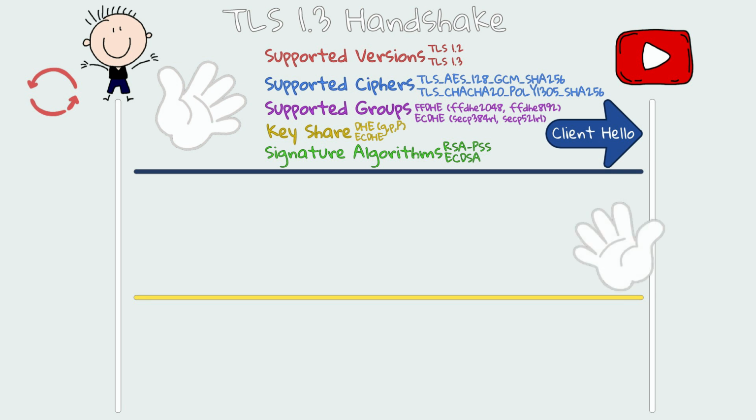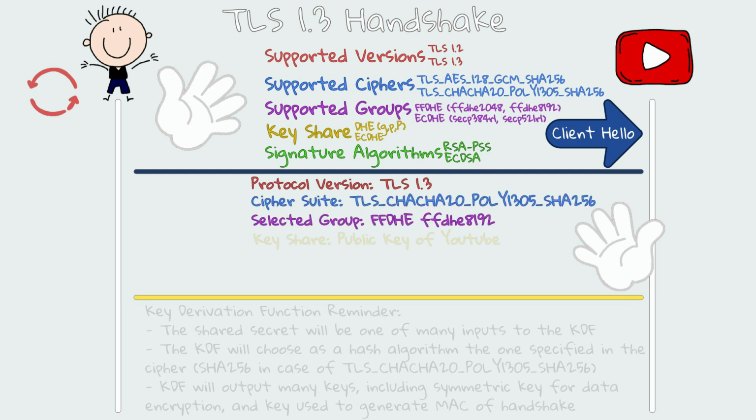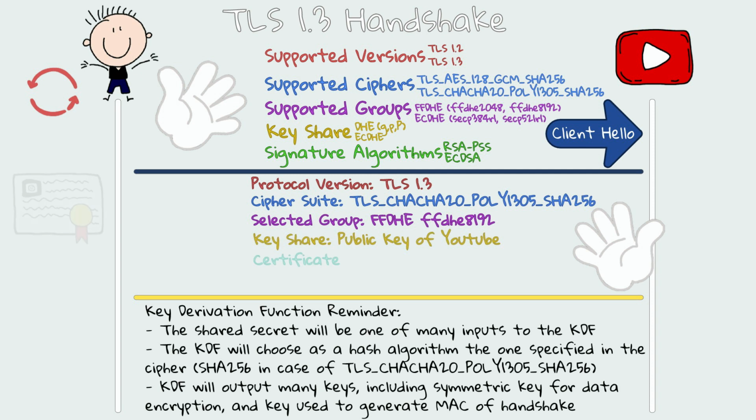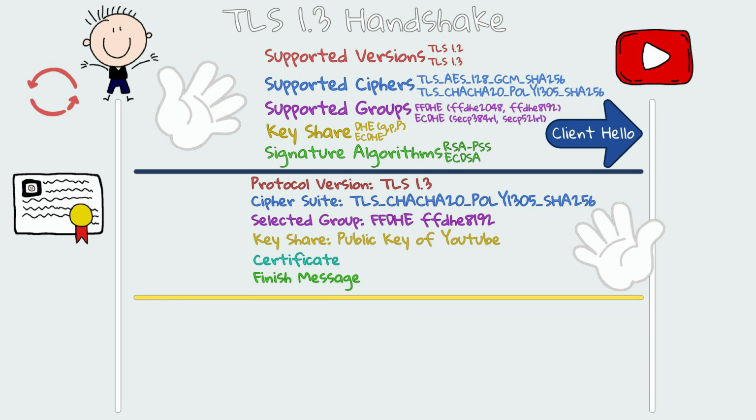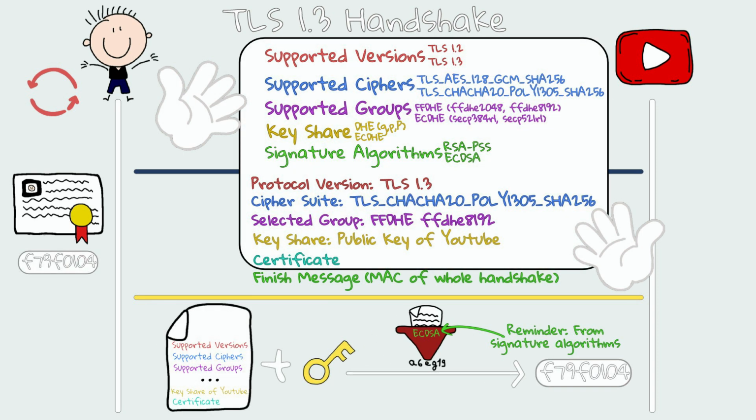This message will contain the selected version, the selected cipher suite, the selected key exchange group, the server's key share, the server's digital certificate, and the server finish. The server finish will be a message authentication code of the whole handshake up to this point, using one of the signature algorithms supported by the client.